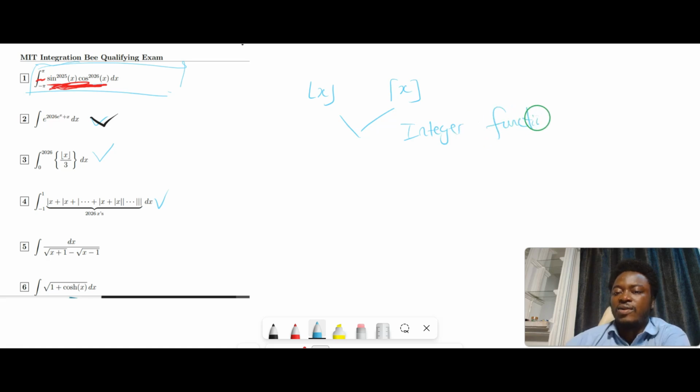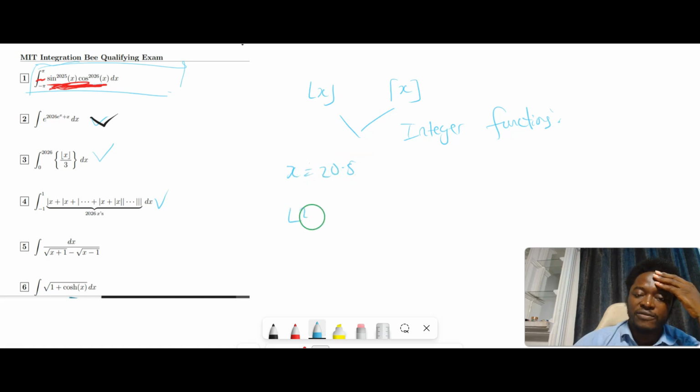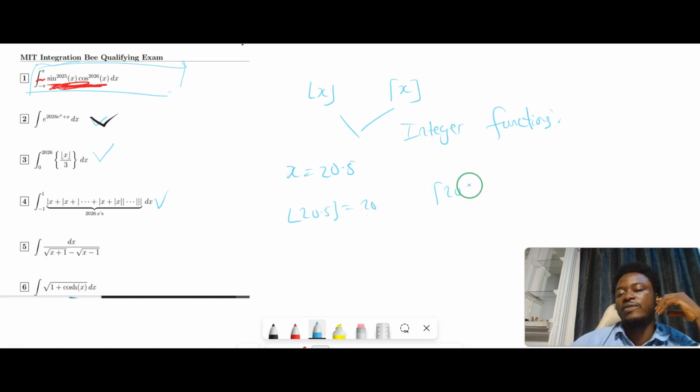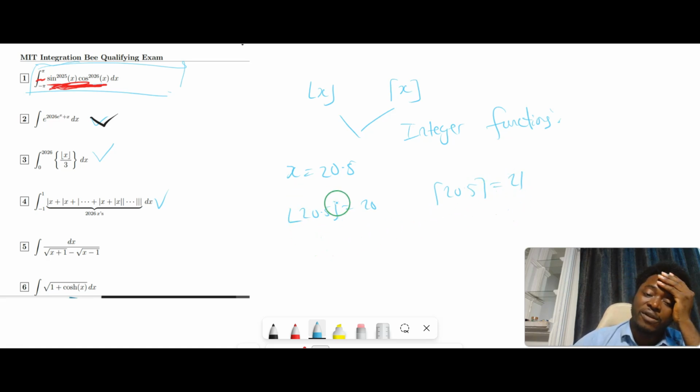The reason why they are called integer functions is that it doesn't matter the input, the output would always be an integer. For example, if you plug in x to be, let's say, 20.5, then the floor of 20.5 is basically 20, and the ceiling of 20.5 is basically going to be 21. So it's going to be an integer, and the floor of x tells you what is the least integer that is greater than or equal to x, while this one tells you what is the smallest integer that is more than x. Okay, so this one, the ceiling, this one is the floor.